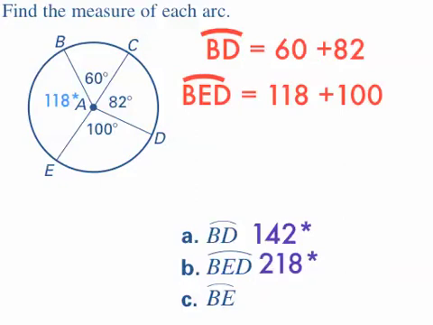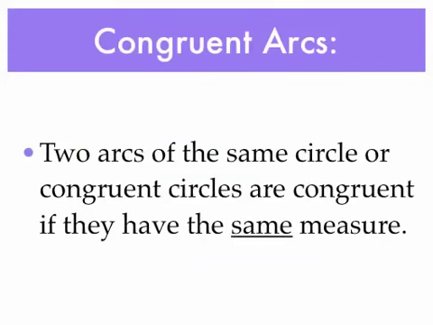And then for the minor arc BE, it would also be 118 degrees, like we just found. Congruent arcs. Two arcs of the same circle or congruent circles are congruent if they have the same measure.